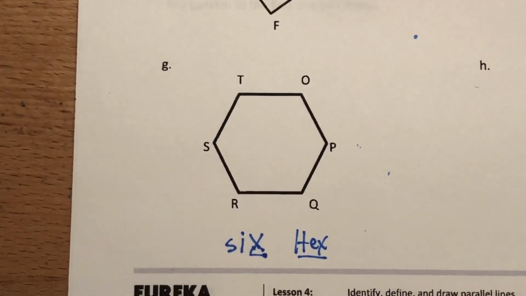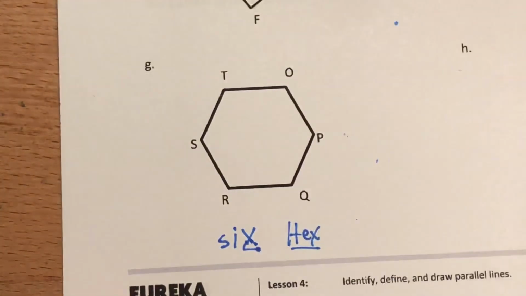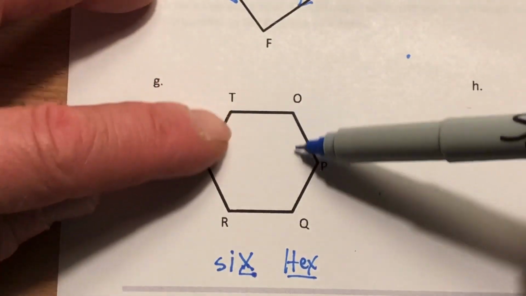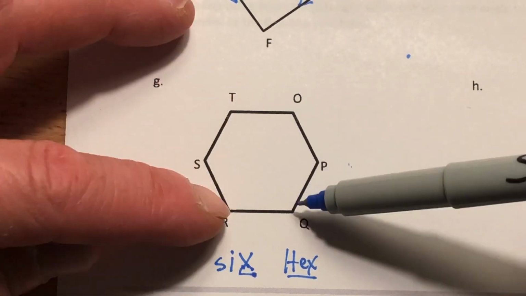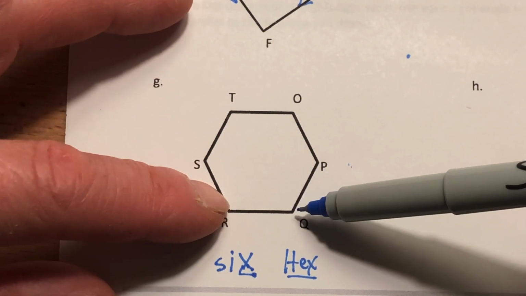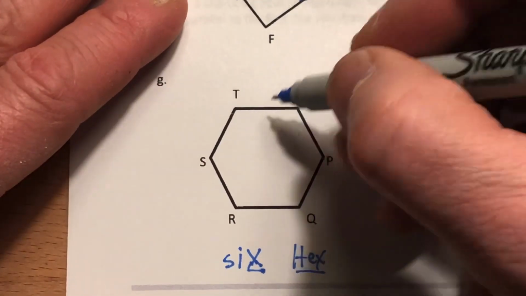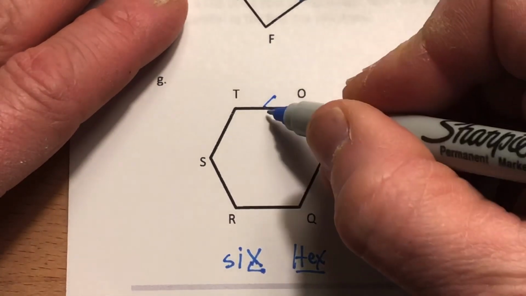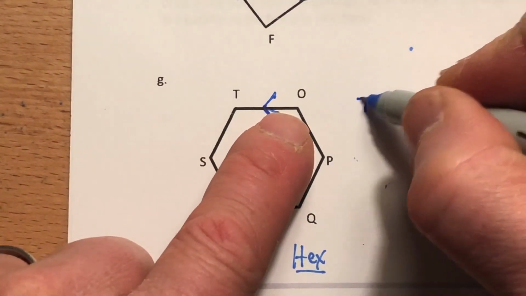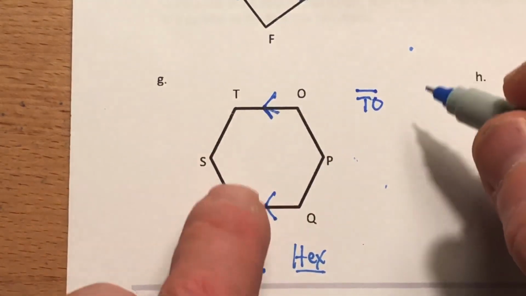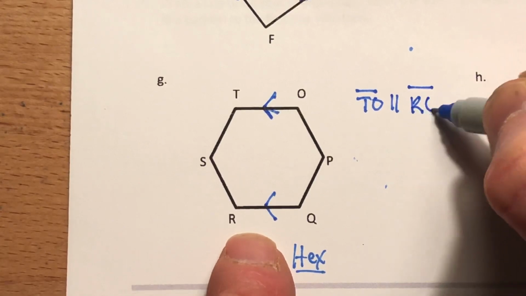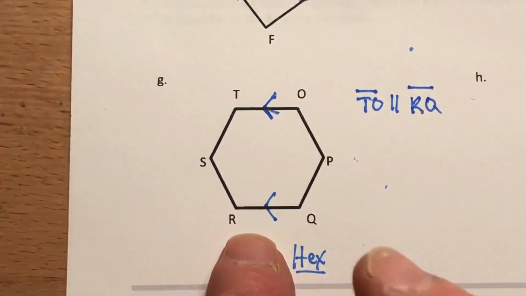So let's take a look at this one. I'm gonna take a look at line TO. And I'm gonna look opposite of that, okay? My eyes immediately go down to the bottom. Does this top line and this bottom line segment, do they look parallel to each other? If you're saying yes, you're absolutely right. This line is parallel to this line. So TO, line segment TO, is parallel to line segment RQ. Cool. But is that it?